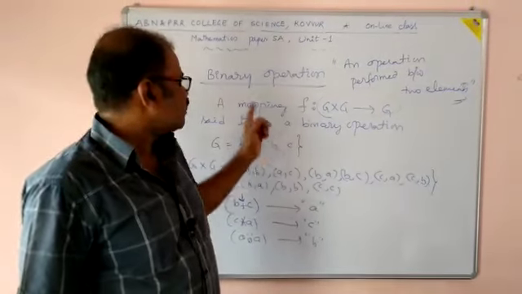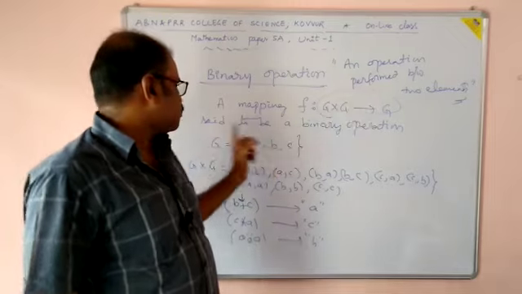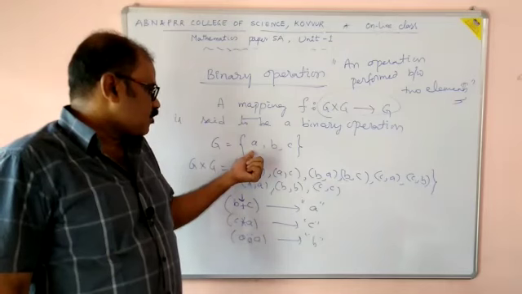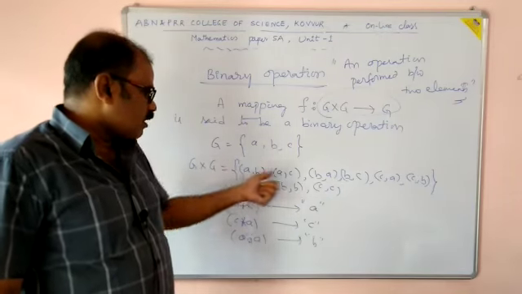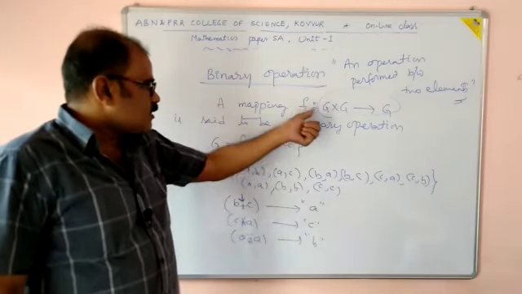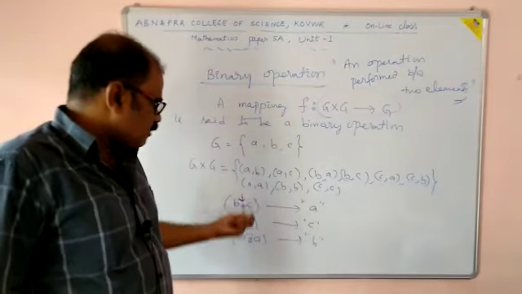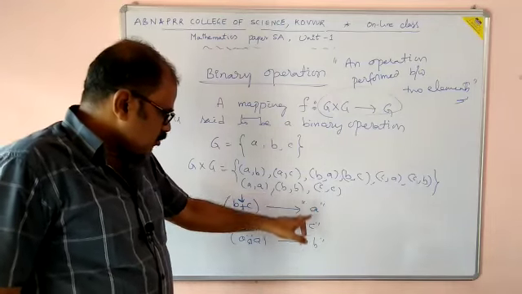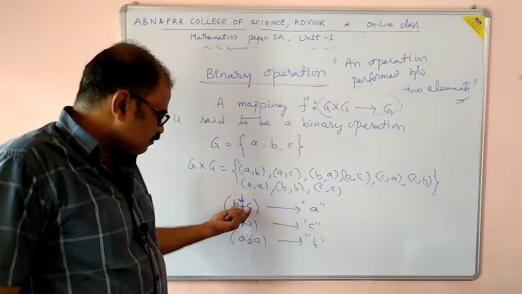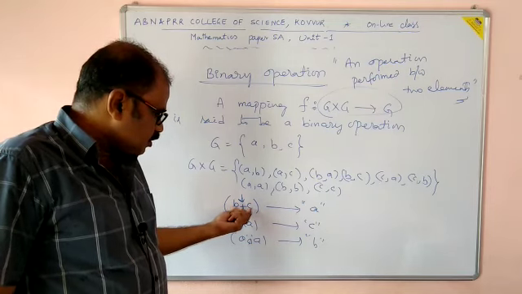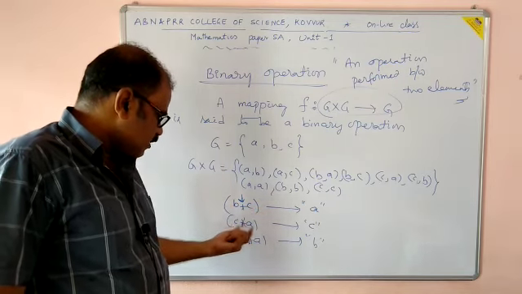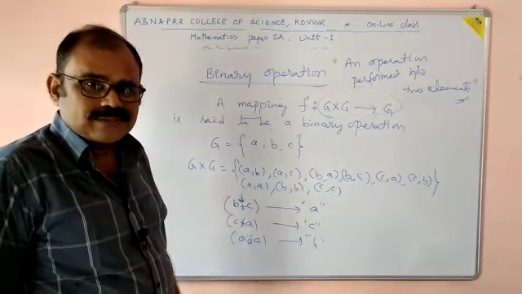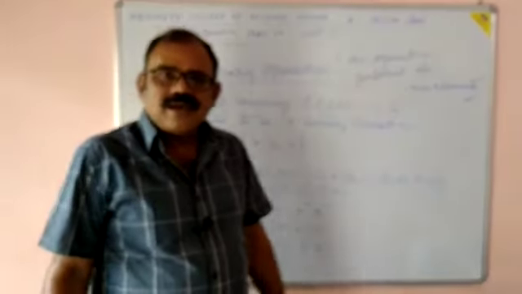Mathematically, its definition is: a mapping f from G cross G to G is said to be a binary operation. Clearly, G is a non-empty set, G cross G contains all ordered pairs, and this is a mapping from G cross G to G. We pick up any pair of elements and those are mapped to a single element. You get a single element as the result of the binary operation between the two elements. Suppose B plus C is A, C star A is C, A star A circle A is B, like that. That is a binary operation.